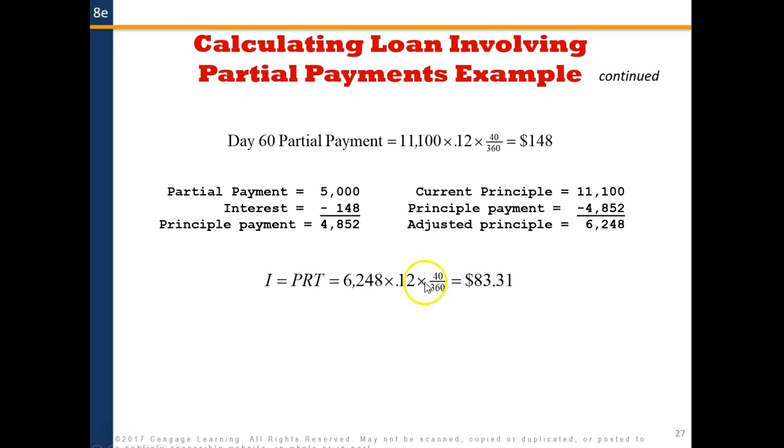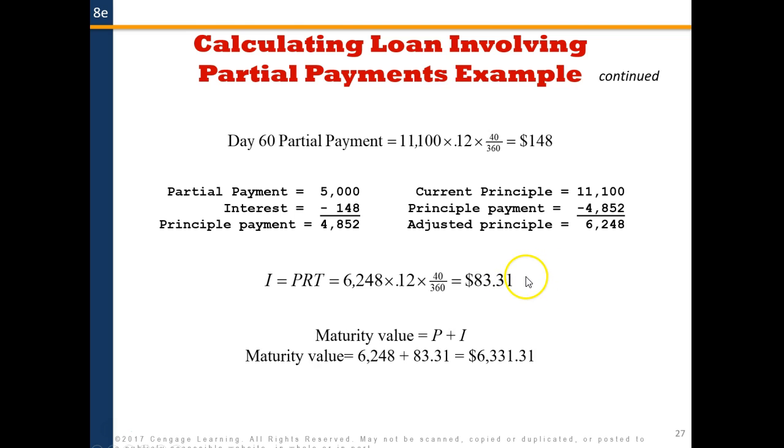There are 40 days left in this loan, so we calculate the interest. Remember that the maturity value is the principal plus the interest. So this is the final payment that you would have to make on this loan, $6,331.31.